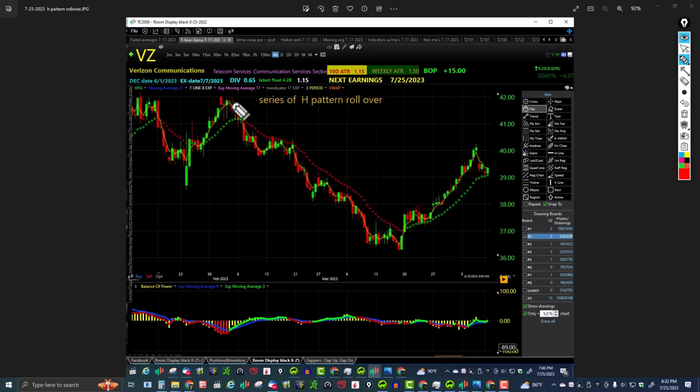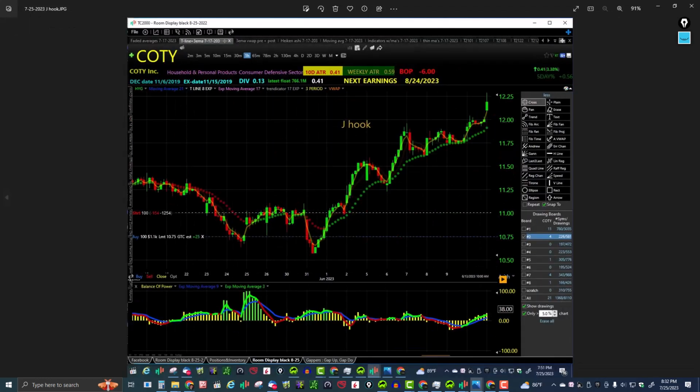So here's your H. Comes back, hits prior resistance, and rolls over. There's your H pattern. Now let's go look at a J hook. All right, so here's your J hook. J hook works in almost the opposite way. I'm going to get the green marker out for this one.